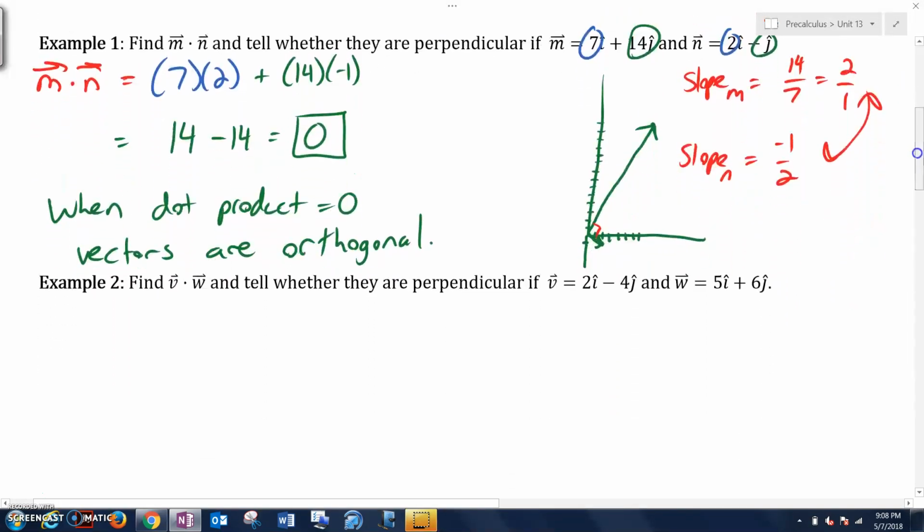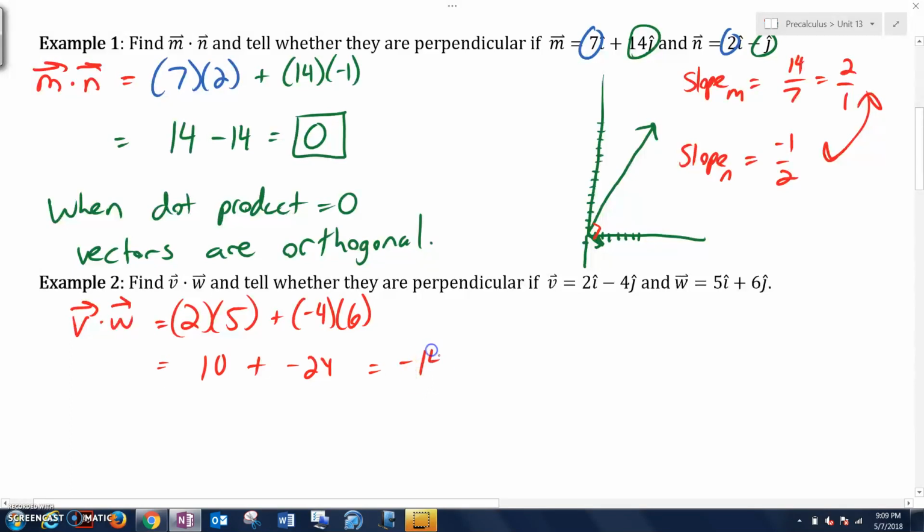Okay, so let's try the next one. And we're going to use the answer to this next one for the problem after. So v dot w is equal to 2 times 5, because we're doing the x pieces first, plus negative 4 times 6. So we get 10 plus negative 24, which is negative 14. So are they perpendicular? No. It's not equal to 0, so not perpendicular or not orthogonal.